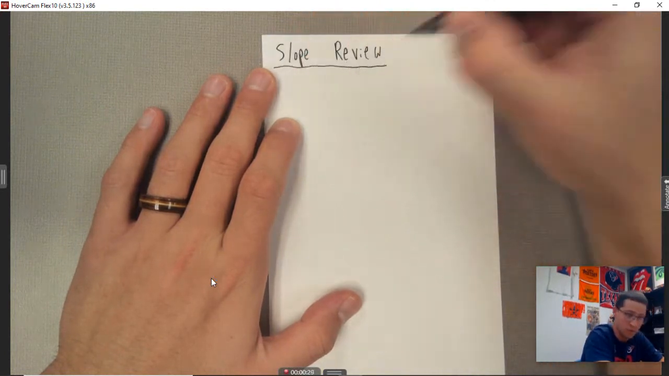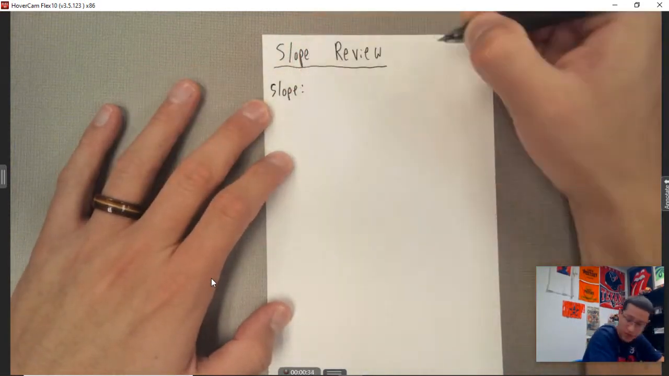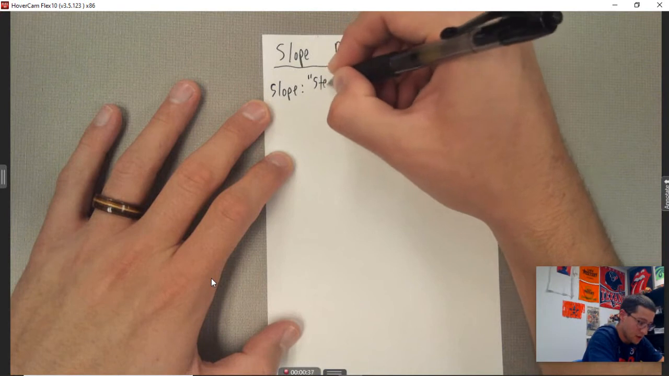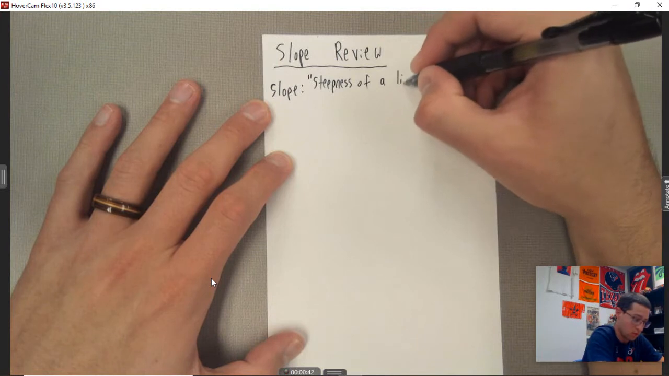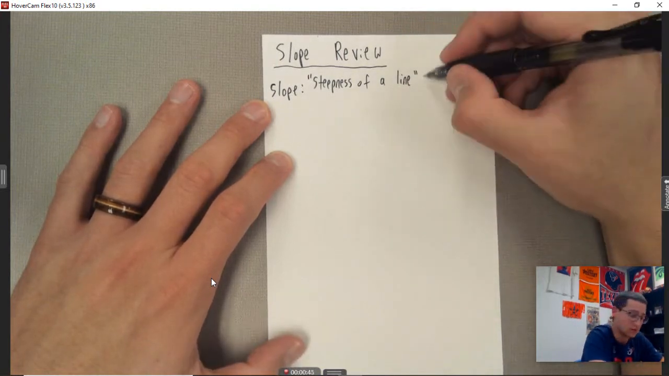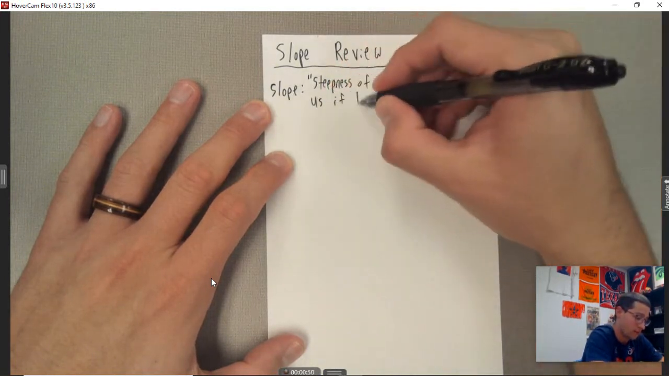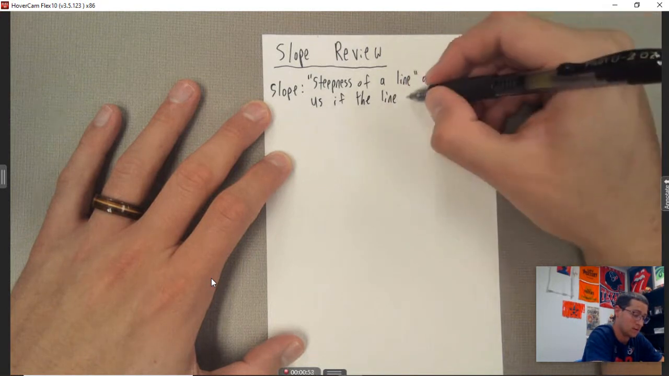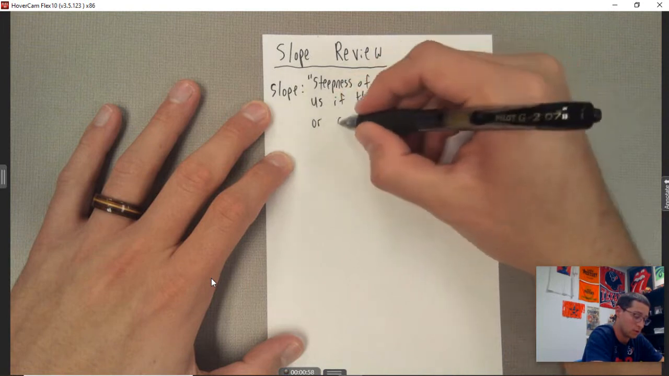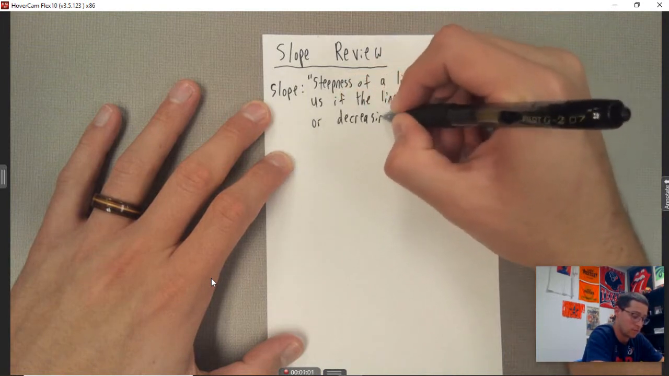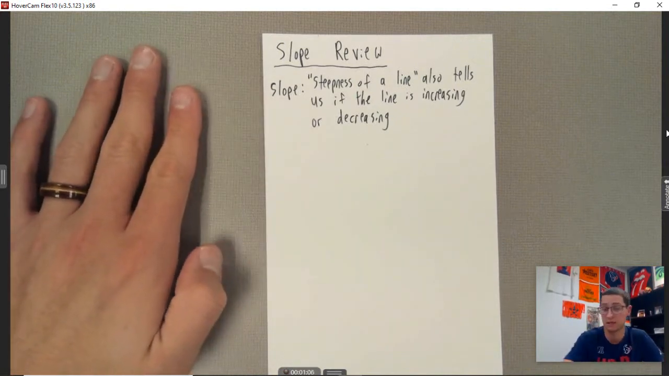So slope review. First of all, let's talk about the word slope and what that means. Slope is essentially the steepness of a line, but it also tells us if the line is increasing or decreasing. Hopefully we remember it, but essentially it's the steepness of the line.